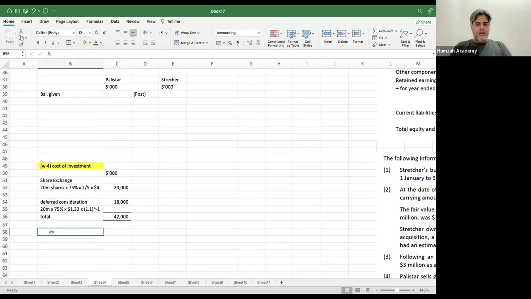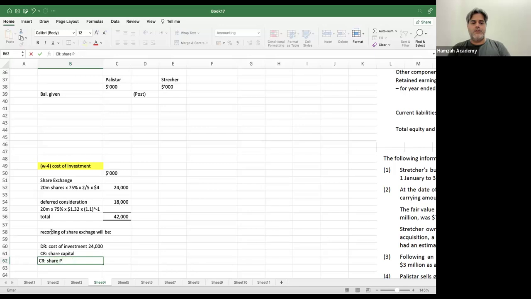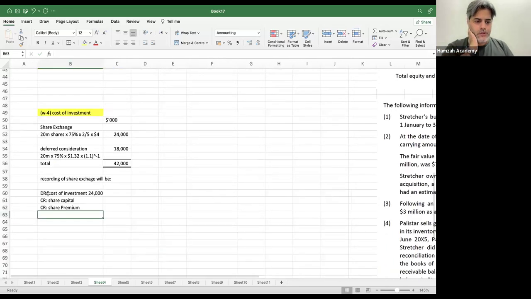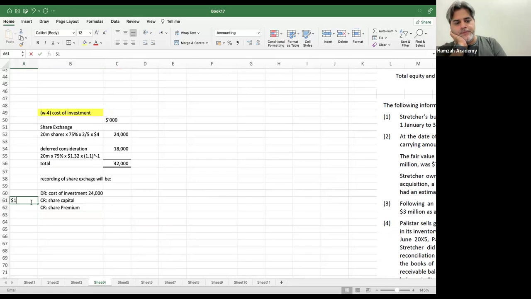Now, as far as the recording of share exchange, it will be debit cost of investment with 24 million, credit share capital, credit share premium. Now, we have $1 each, right? And we have issued the share at $4. So $1 is going to be over here, $3 are going to be over here.